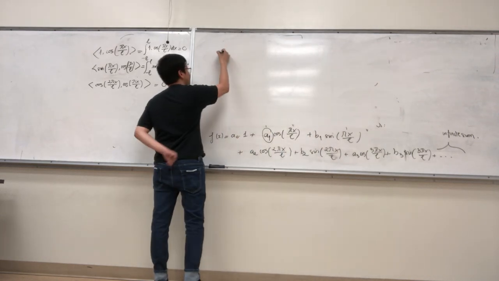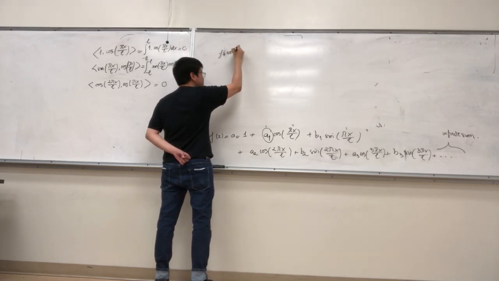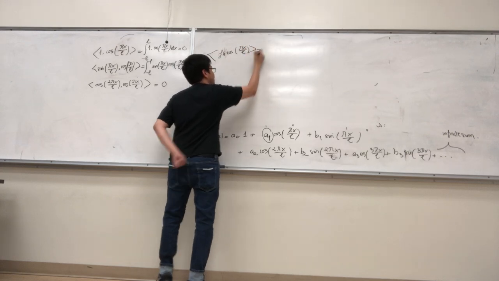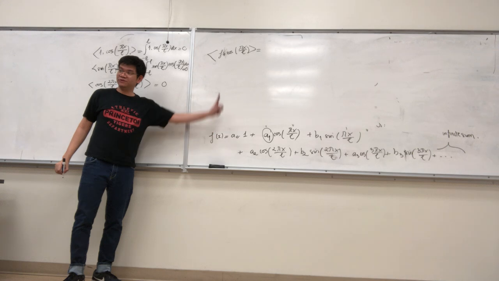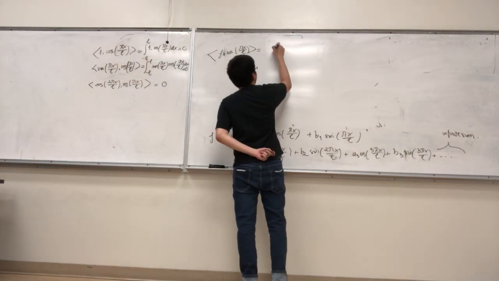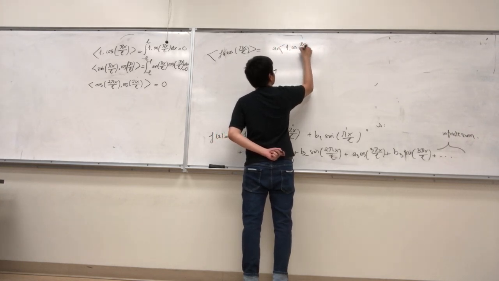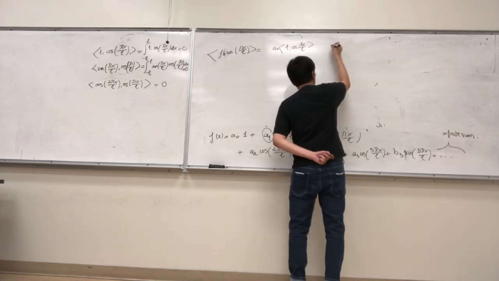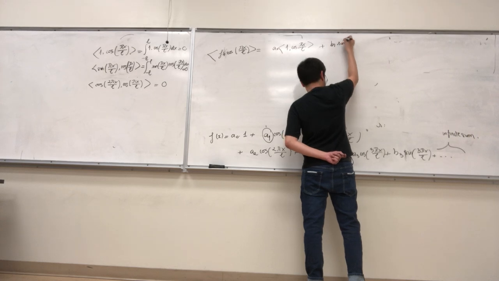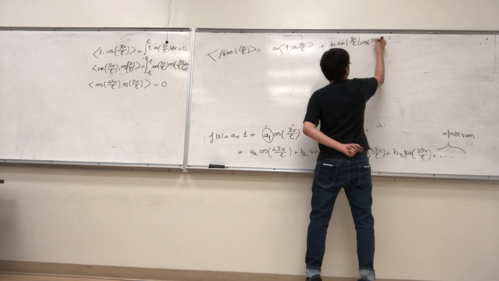Right, so now you have what? You have f, you multiply with cosinus of pi x over L. So you multiply f with cosinus pi x over L. So what do you get? You get a0 times 1 times cosinus of pi x over L plus b1 sinus of pi x over L and cosinus of pi x over L.